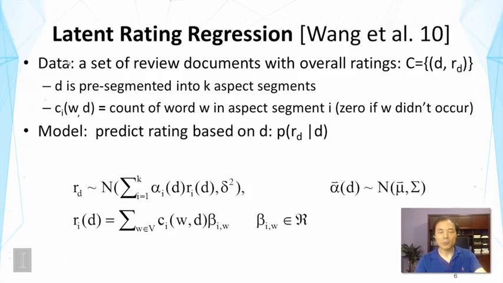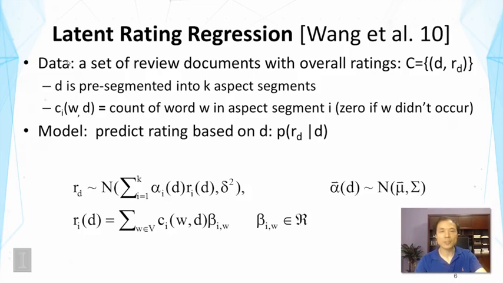Now the model is going to predict the rating based on D, so we are interested in the conditional probability of R sub D given D. And this model is set up as follows. R sub D is assumed to follow a normal distribution with a mean that denotes a weighted average of the aspect ratings R sub I of D, as shown here. This normal distribution has a variance of delta squared.